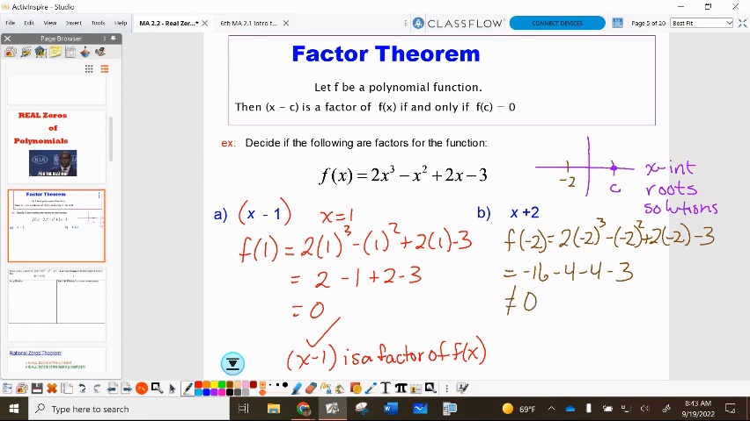I don't even care what it is. I can quickly see that it's not going to be 0. So therefore, it's not a factor of our function. Okay, so our factors are going to be zeros. When we plug them in, we're going to get 0 for our y value.